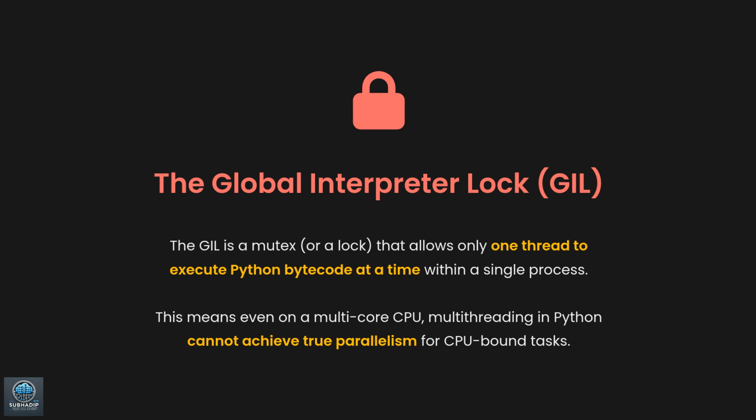The GIL is a lock that ensures only one thread executes Python bytecode at any given moment in a single process. This is the main reason why Python multithreading doesn't speed up tasks that are heavy on CPU calculations.